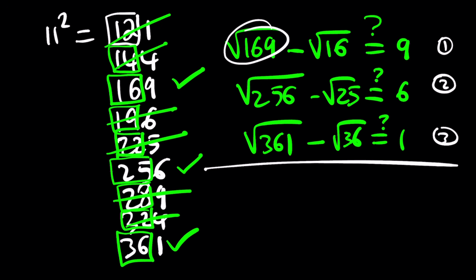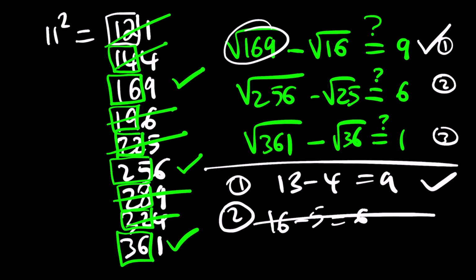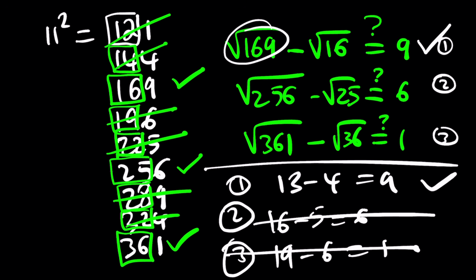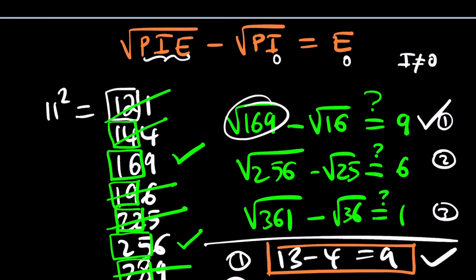And then the first one is going to be 13 minus 4, which is equal to 9. Beautiful. So this checks. Second one, 16 minus 5 is equal to 6. Nope, doesn't work. Number 3, remember 361 is 19 squared, so it's going to be 19 minus 6, which is equal to 1. Nope, again. So we end up with a single solution. So what is that supposed to mean? It means 169 and 16 are the values.